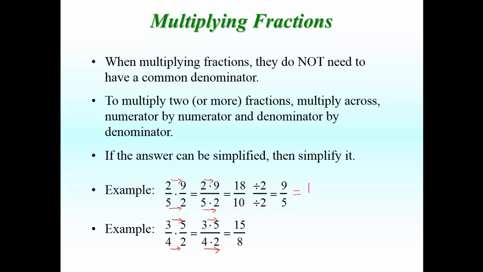5 goes into 9 once with how many left over? 4 left over. So 5 goes into 9 once with 4 left over. That means 1 4/5. 9/5 is 1 4/5.